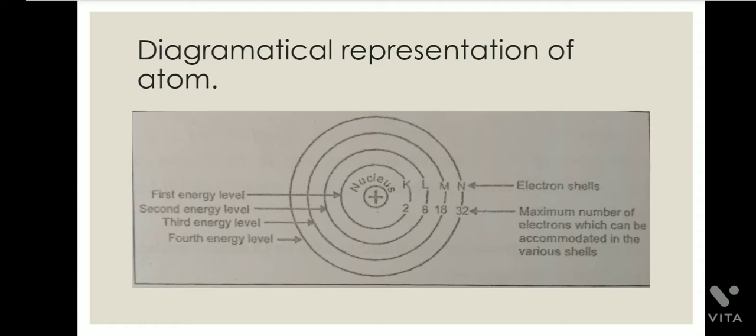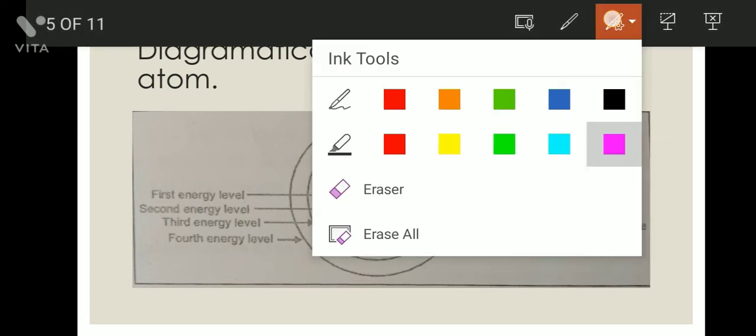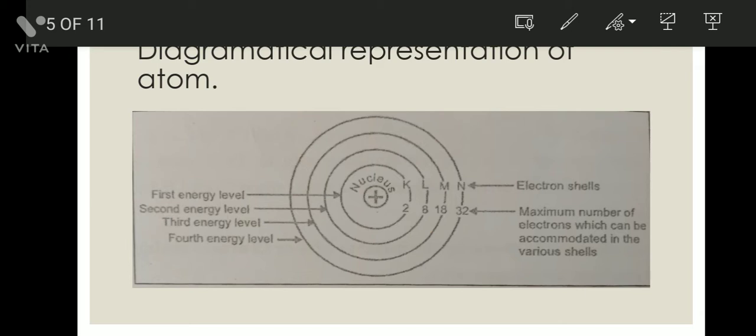They are all shells, and in the K shell only 2 electrons can fit. See, 2 electrons like this. In the L shell, 8 electrons can fit. The most important thing that you have to remember is that if the outermost shell has 8 electrons, then we can say it is stable.